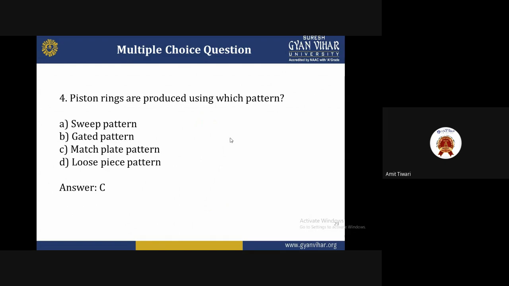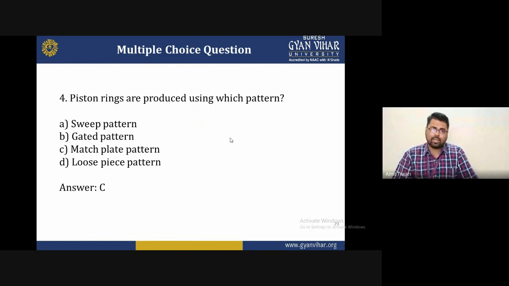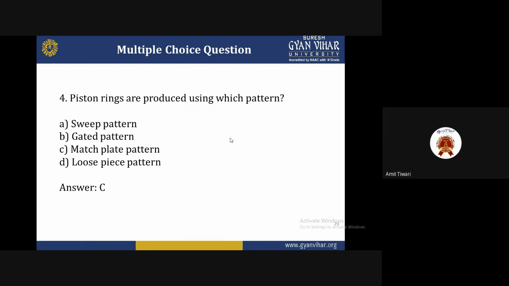Piston rings are generally used for compressed gases and also to allow lubrication. So there are different types of applications of the particular pattern. You must be aware that this lecture is just for understanding the patterns and their types. With the help of this, you will be able to fabricate any type of metal if you understand the right pattern for the manufacturing. So for example, the answer is C, the match plate pattern, generally used for producing the piston ring.